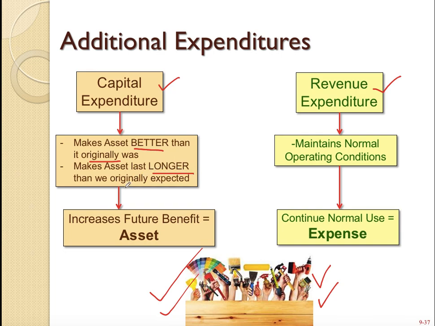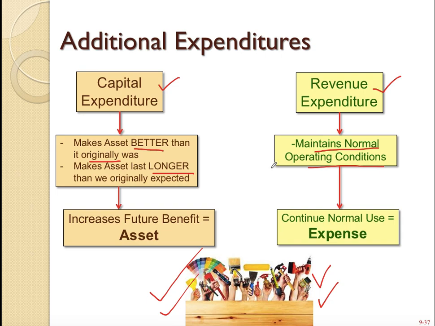I want to contrast that with revenue expenditures. Revenue expenditures are things that just maintain normal operating conditions, meaning it's not going to make it any better than it originally was when you first bought it. It's not going to make it last any longer. Rather, it's just going to keep it so that you can continue to use it. Those are things like regular oil changes, things you just have to do to keep it running as normal. An oil change isn't going to make your car faster or make it last longer than you originally thought. It's just going to keep it going for that full period of time you originally thought you were going to use it.